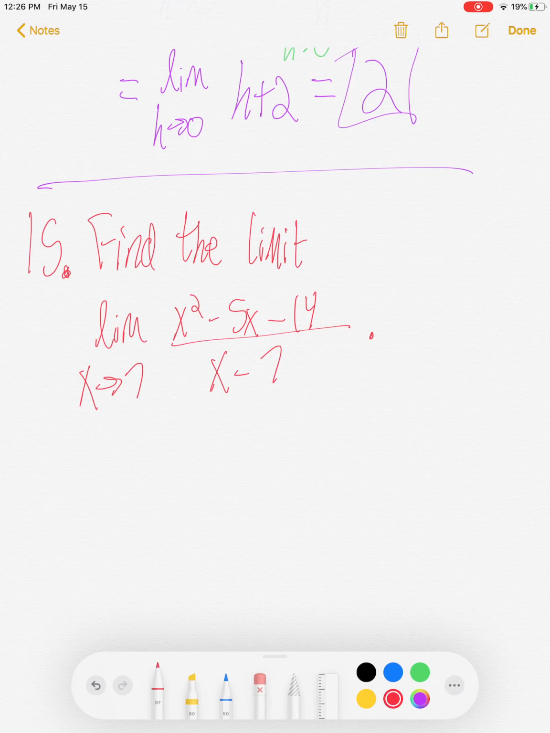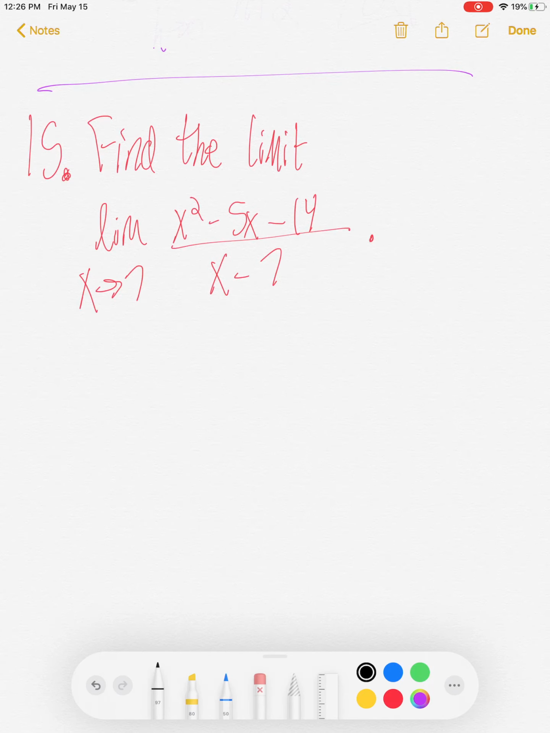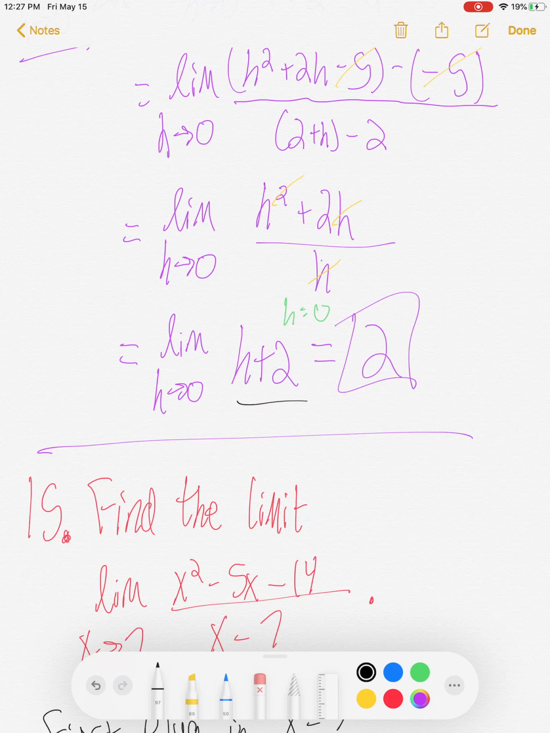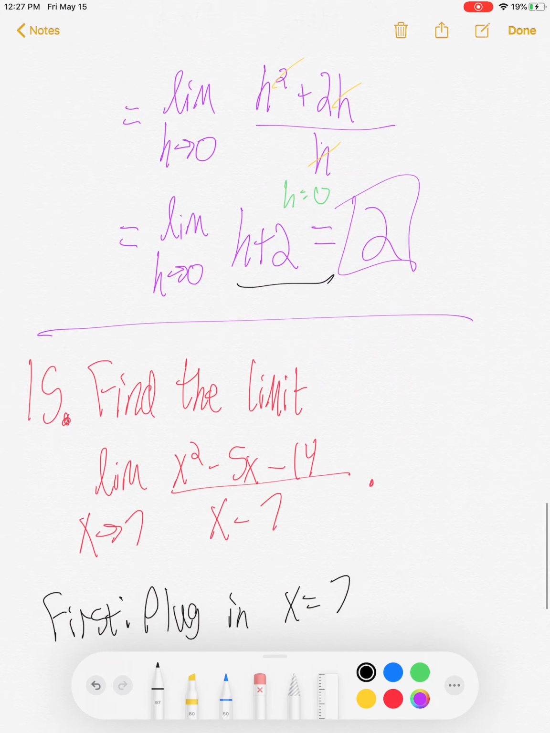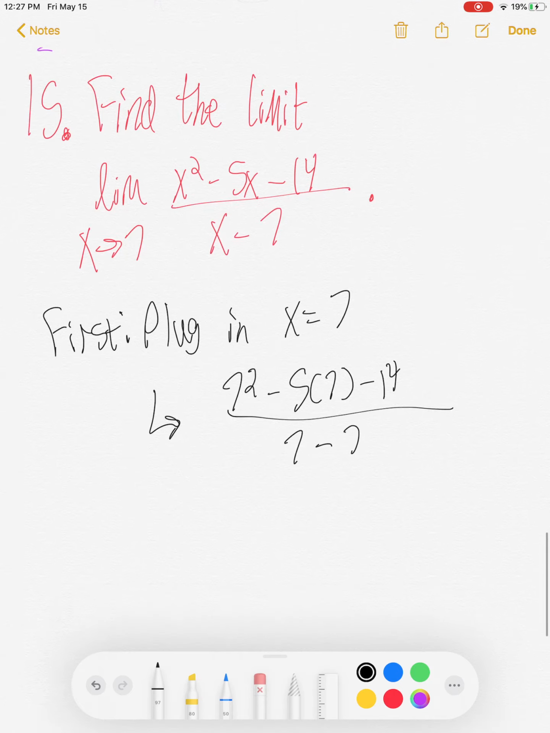Before, and I hope that this becomes your intuition for virtually every limit, the first thing that you want to try is just plug in the value. So in this case, x equals 7. Just plug it in and see what happens. Before, with our previous two examples, like here, we plugged in h equals 0, and boom, we got our answer. Same thing happened with problem 4. So let's try that here. Let's plug in x equals 7. Well, then this gives me 7 squared minus 5 times 7 minus 14 over 7 minus 7.